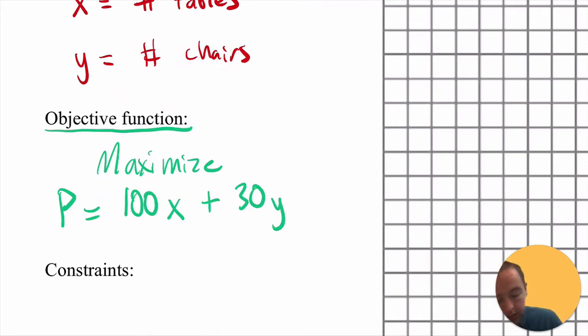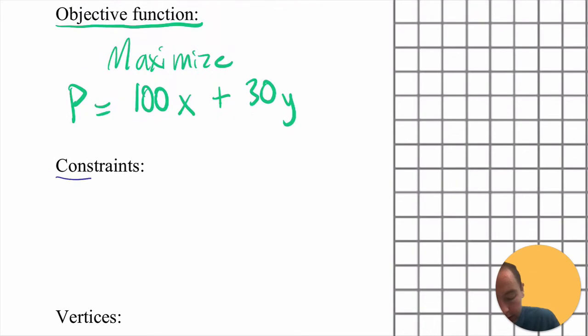So next, we want to consider what we call constraints. Constraints are just limitations in a particular situation. And in this particular situation, there were a couple of constraints that were specified. The first of which was that he had to stay under a $90,000 budget. And so by taking the number of tables, we know that he's going to have to spend $750 per table, and then he also has to spend $150 per chair.